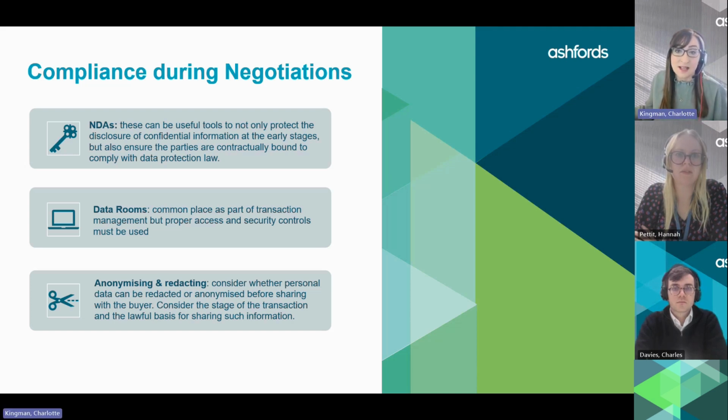Ultimately, controllers must assess the risk of harm to data subjects. So don't just assume that you can freely share all of your personal data within the company with a buyer or a seller, depending on what side you're on, without a level of protection in place. And this is something that you do need to give due care and attention to during the life cycle of the transaction. I'm now going to pass over to Hannah to discuss wider business compliance.